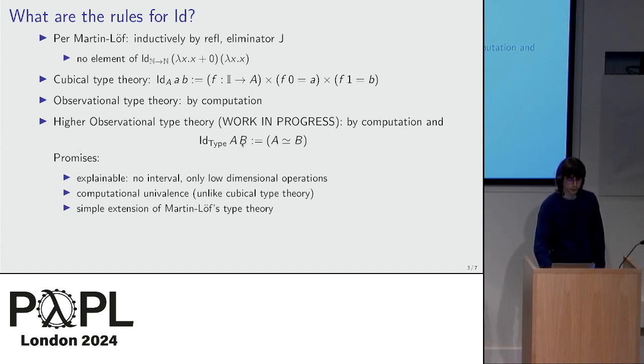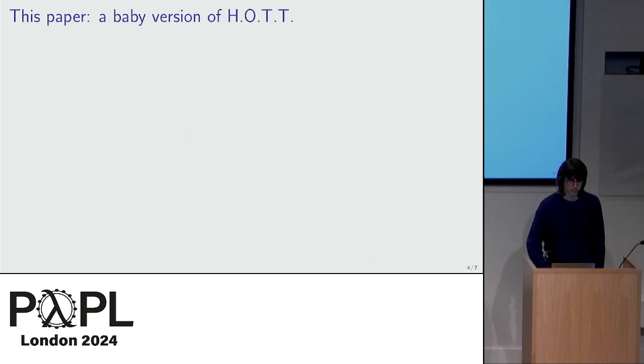It will have computational univalence, so this should be a computation rule, unlike in cubical type theory, where it only holds up to equivalence. And it should be a simple extension of Martin-Löf type theory with some new rules. So the current techniques of implementing type theory in an efficient way should scale to that, and hopefully we get an efficient implementation. But this paper is just a baby version of higher observational type theory. So what are the aspects of babiness?